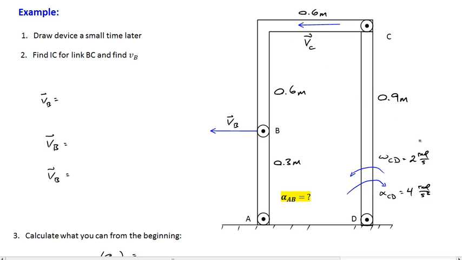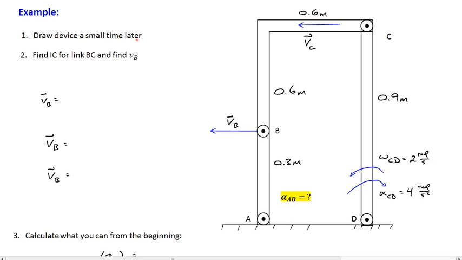What you're given is that omega CD, the rate of rotation, is a counterclockwise rotation at 2 radians per second. And when it's rotating from right to left, it's decelerating, or it's accelerating in the clockwise direction at 4 radians per second squared. What it's asking you to find is the acceleration of AB. So this linkage right here, the acceleration of it.